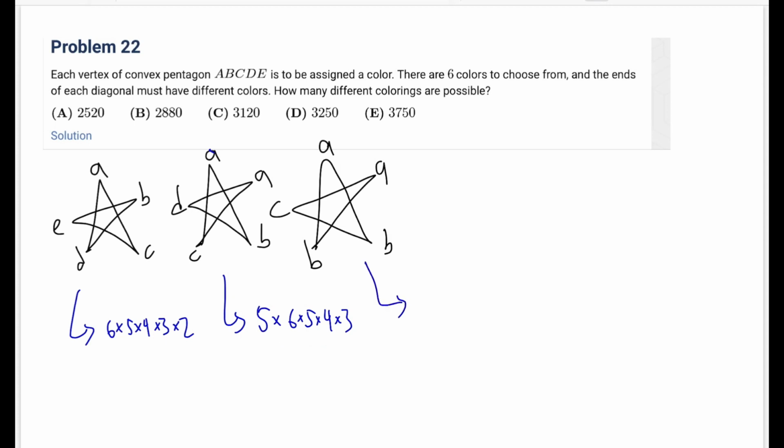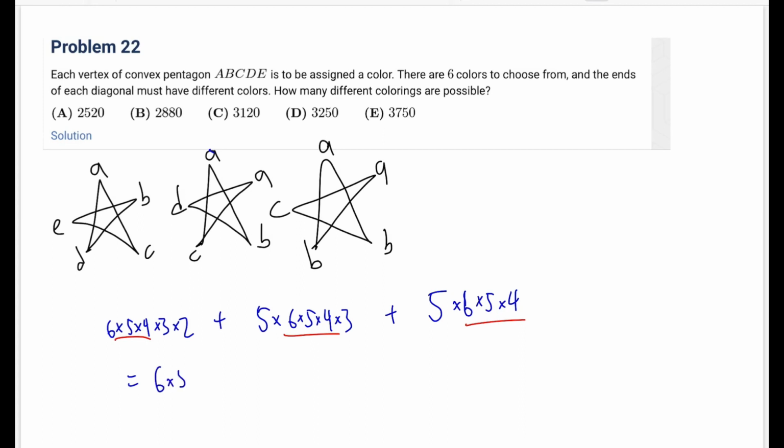And for this one, we're also choosing where to put this single color. So we could put it here, or here, or here, or here, or here. So we have 5 choices for that, and then we have 3 choices for the colors, 6 times 5 times 4. And so if we add these together, let's take out the 6 times 5 times 4, and then 3 times 2.